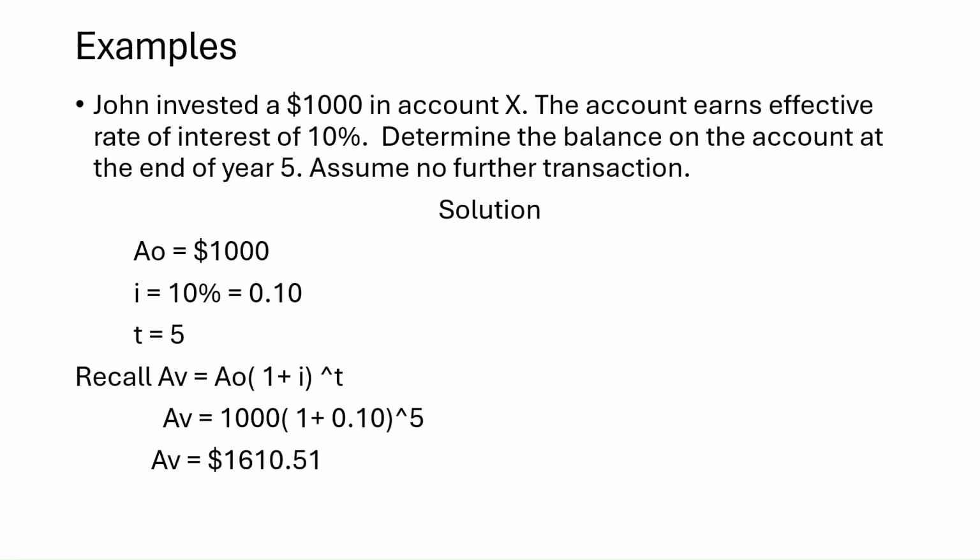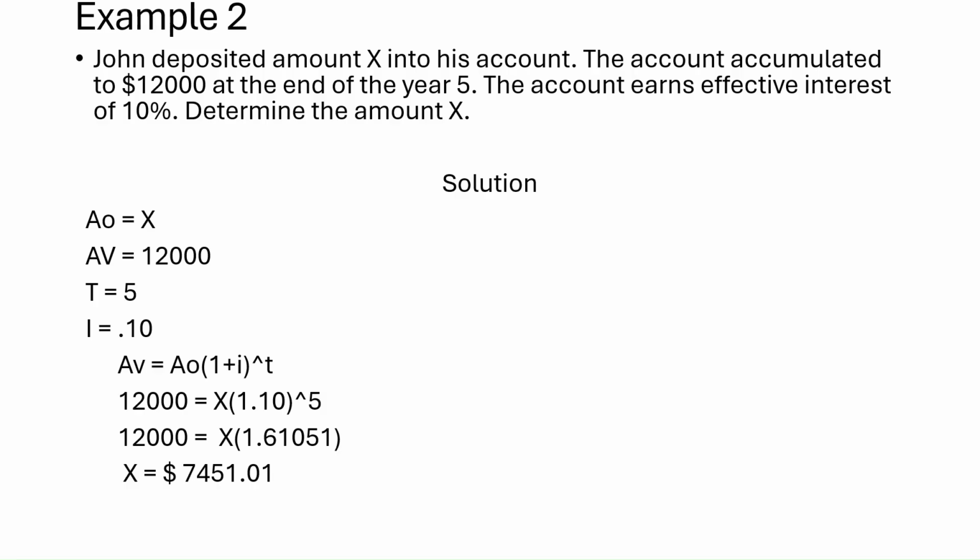t is 5. So if you recall, the accumulated value is equal to A0 times (1 plus i) to the power t. So you have $1,000 and then 1 plus i is 1 plus 0.10, to the power t. So if you plug it into your calculator, you get $1,610.